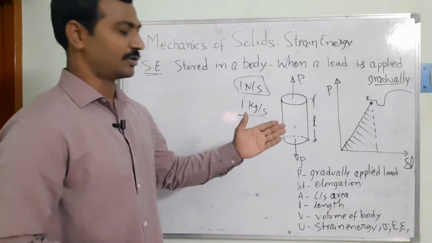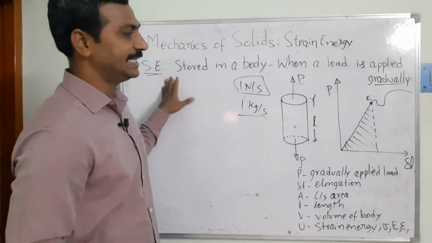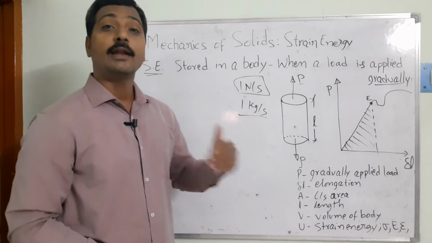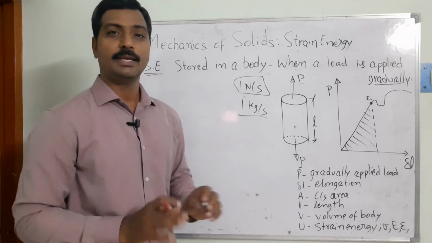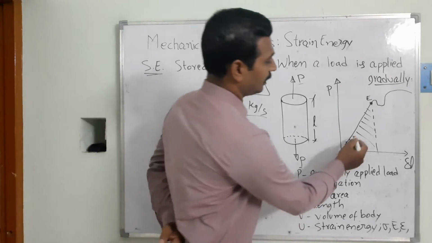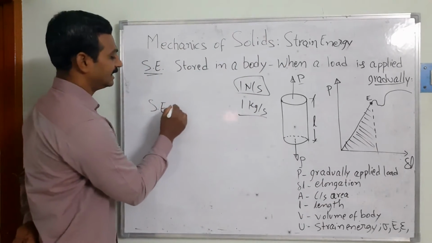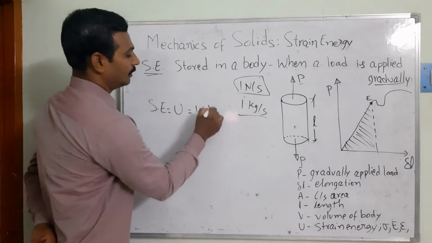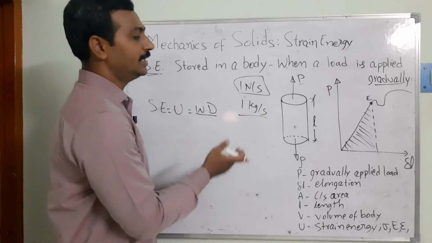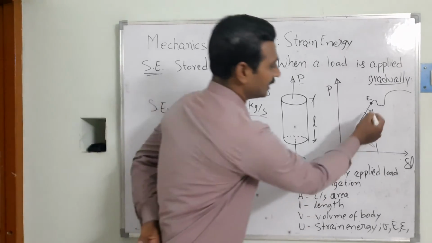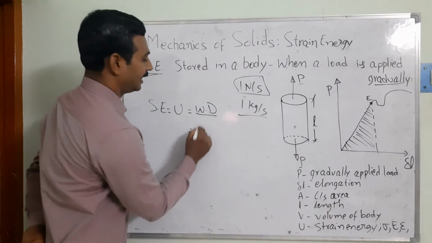Then how can we measure the magnitude of the strain energy? As we know, the strain energy is equal to the work done by the member or the system. So how much work is done? That is the strain energy, indicated by the letter U, which is equal to the work done by the system. What is the work done here? Because the member starts elongating, the area under this curve is the work done. That is the area of the triangle.